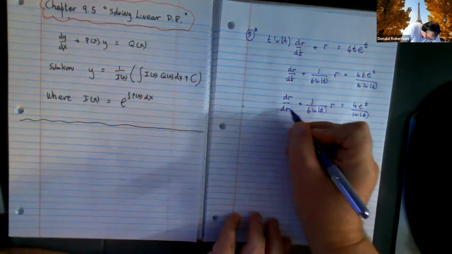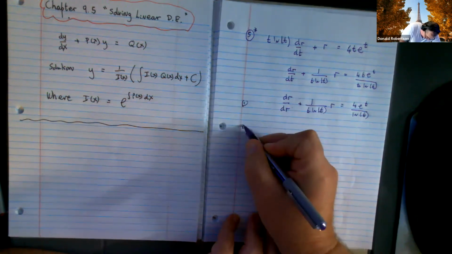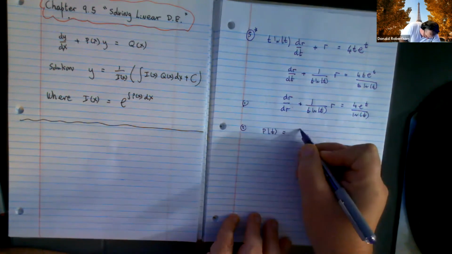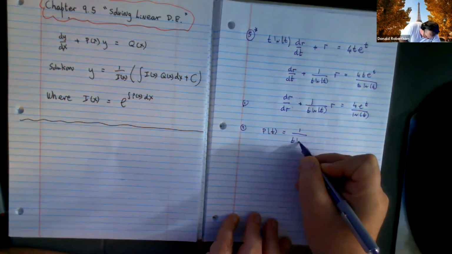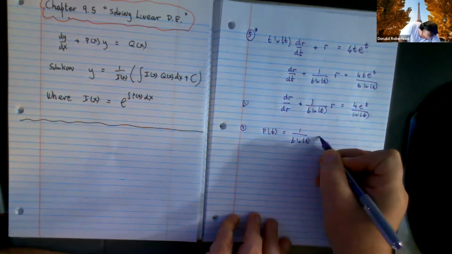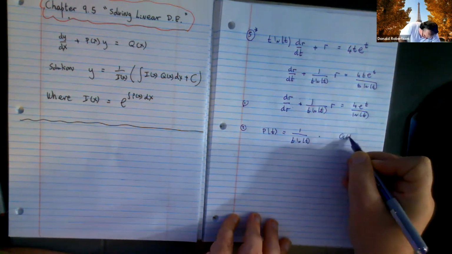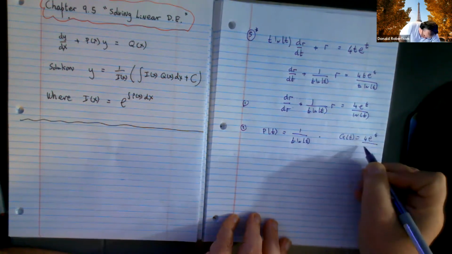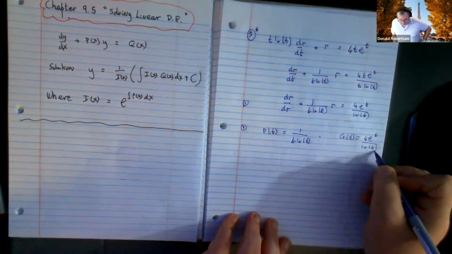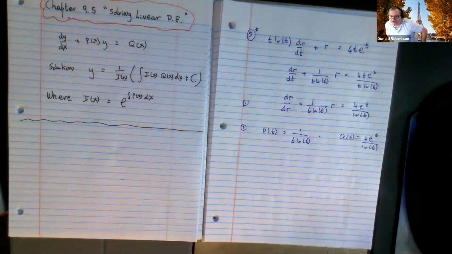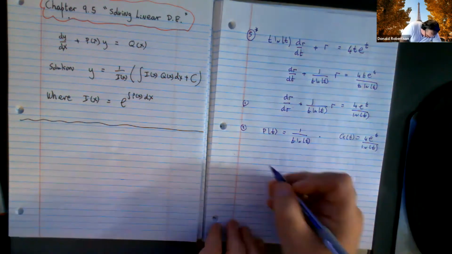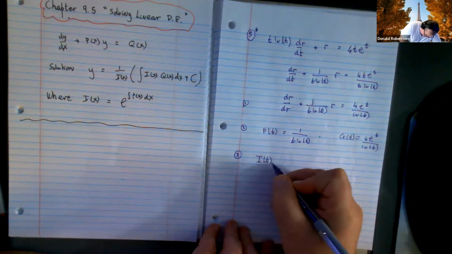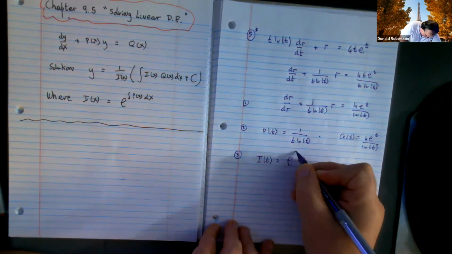So that's step 1. Step 2 is identify the p of t, which is this guy, and the q of t, which is this guy. Much uglier than the typical p and q that you get. Much uglier. And now I'll find the integrating factor i of t, which is this fellow.